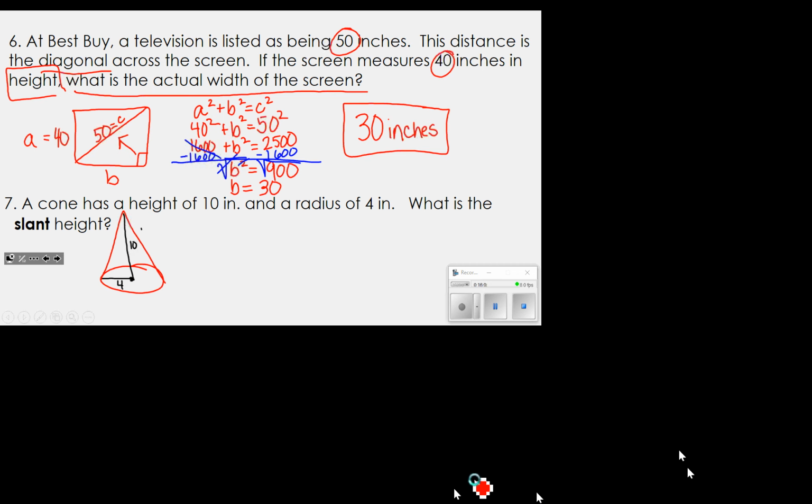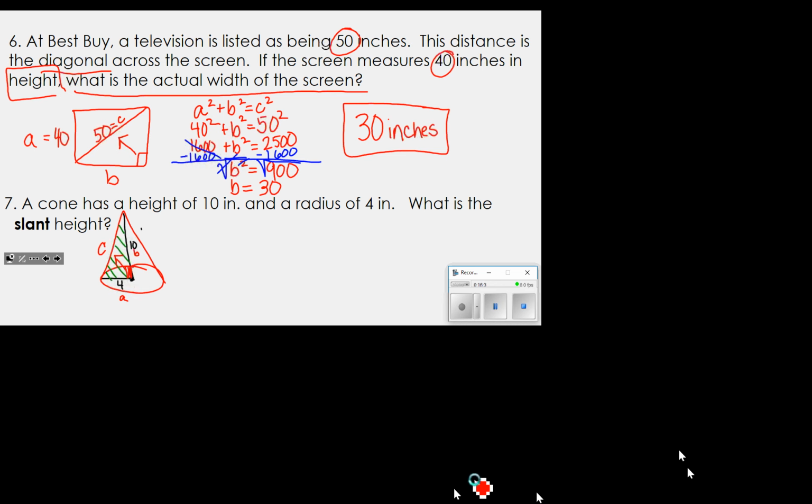Now I have my right triangle that I can see. And I'm going to shade the right triangle so you can see it even better. So there it is. And we have our right angle right here. So we draw the arrow, and that is going to be C. So that means 10 and 4 are A or B. So I'm going to do A and B.